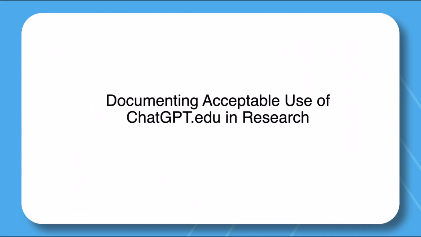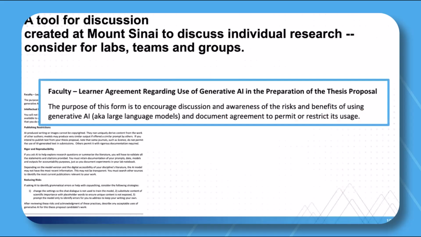If we move on now to documenting acceptable use of ChatGPT in research, as part of the growing calls and interest from educators on how to talk to students about using AI in their work, we developed a learner's agreement for using AI in thesis proposals. This was created for faculty supervising thesis creation to be able to talk to students who are working on their thesis about the use of AI and to start the conversation about the role of AI in academic integrity.